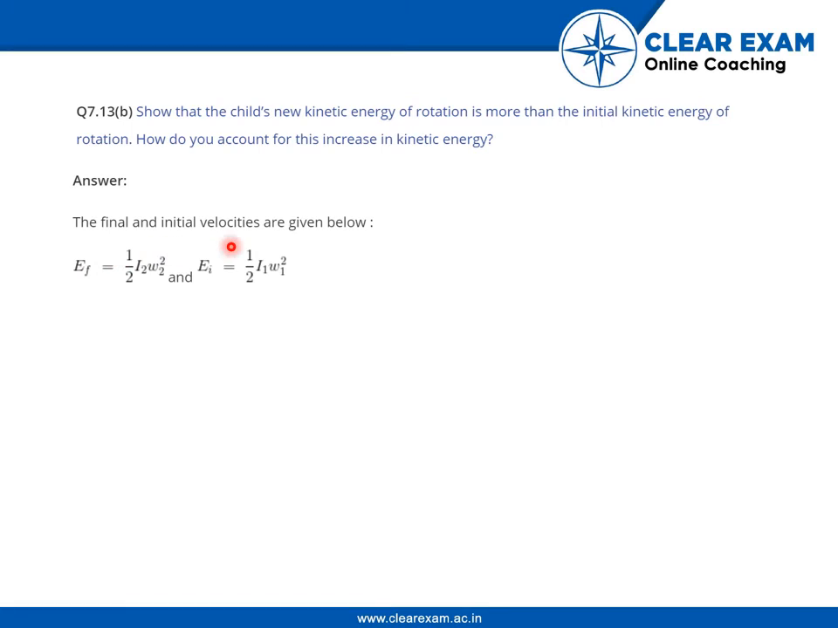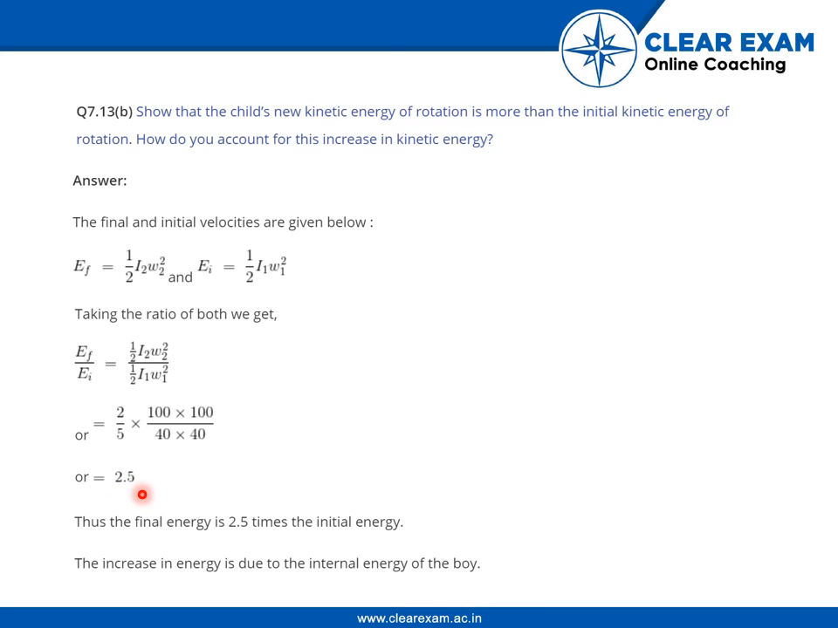The final and initial energies are given as EF equals half I2 omega 2 square and EI equals half I1 omega 1 square. Taking the ratio of both, we get EF by EI as half I2 omega 2 square divided by half I1 omega 1 square, which is giving the value of 2.5. Thus the final energy is 2.5 times the initial energy. The increase in energy is due to the internal energy of the boy.